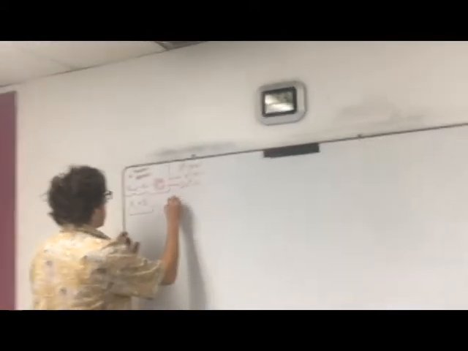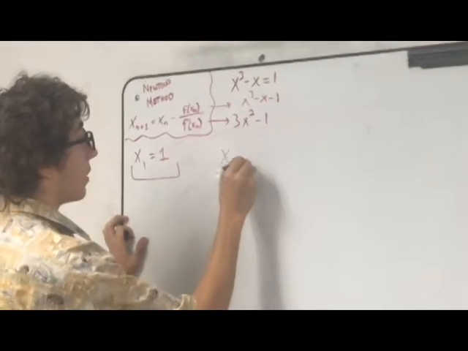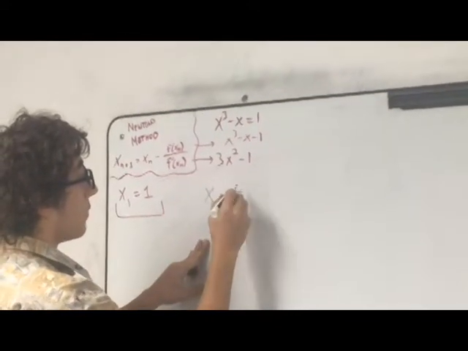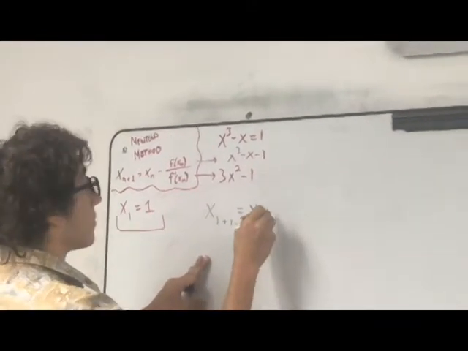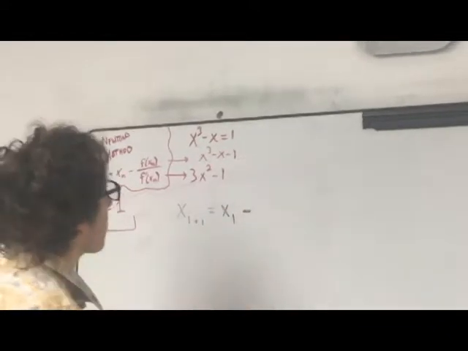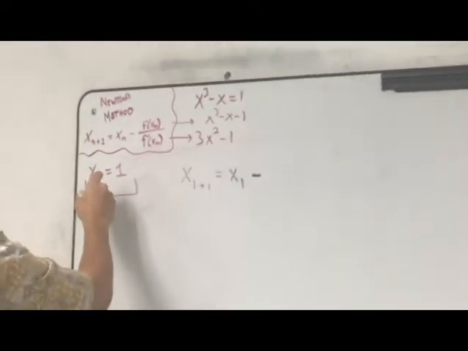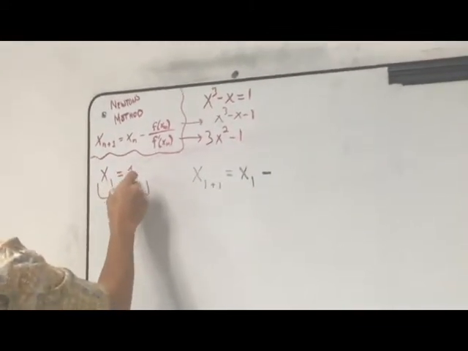All right, here we go. x n plus 1. So if you notice, we're solving for x2. It's equal to x1 minus f of x n. In this case, it's f of x1, and that has an output of 1.